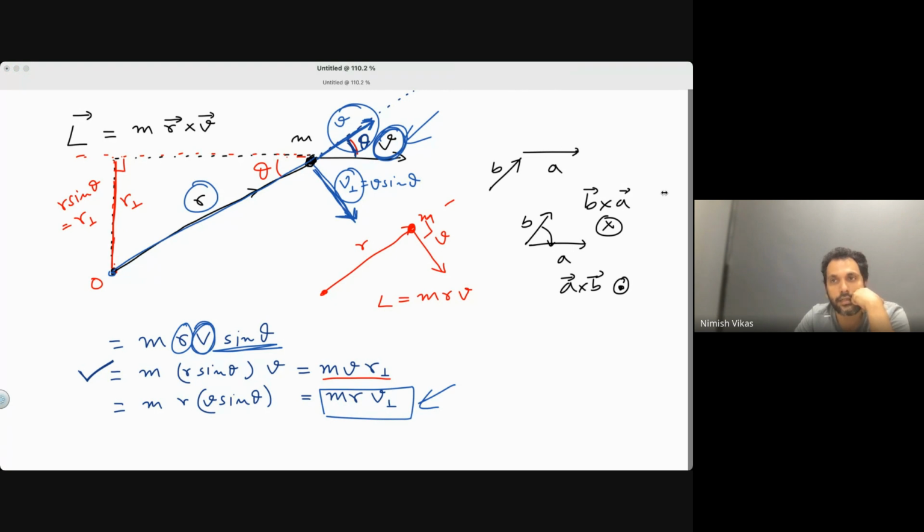This is the definition of angular momentum: M R cross V. M is just a constant, so you can write R cross MV. MV is linear momentum, so you can write R cross P, or M R cross V. Is that clear, guys?